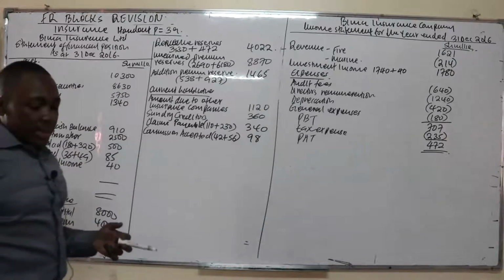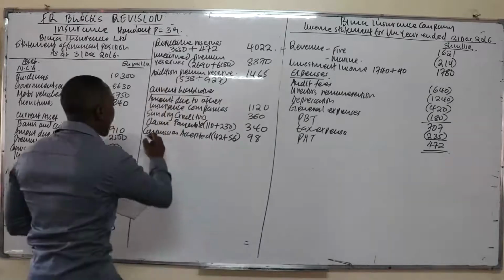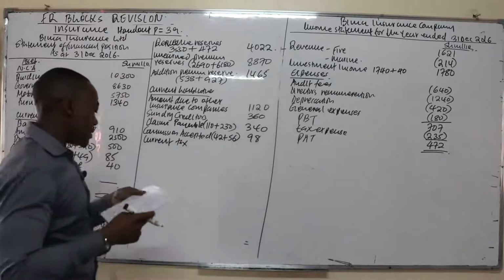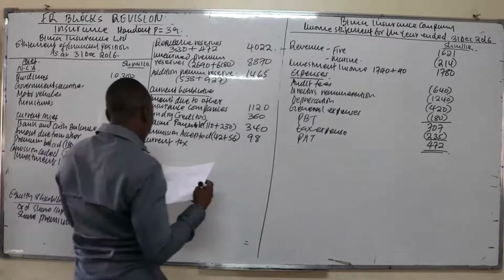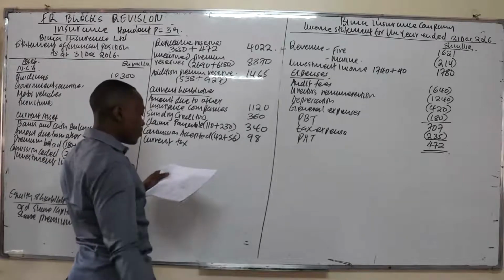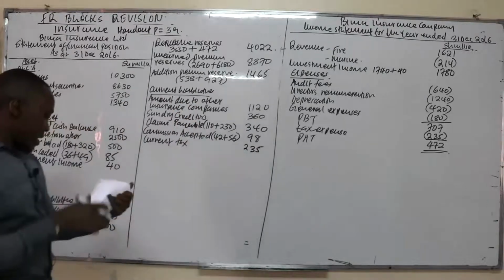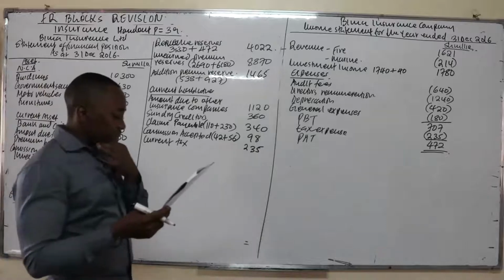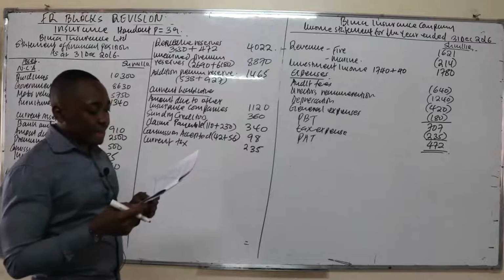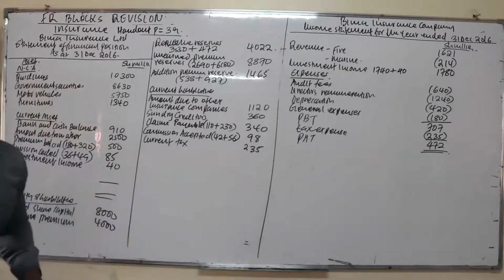Any other liability? Yes, we have the current tax. We provided current tax. That's additional information number 6. Tax on the trading result for the year ended 31st December should be provided at 235. That means we have not paid, but we have provided for it, which is 235. With that, I don't think we have any other liability. Good. So let's try to balance that.